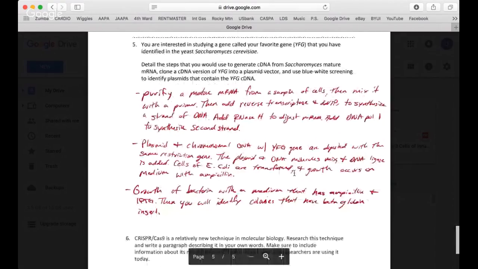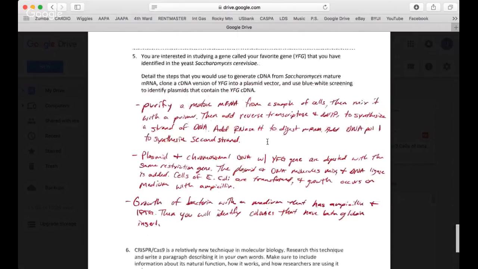And then for number 5, so these are the steps. So basically, I'll just go through real quick. So you'd purify a mature mRNA from a sample of cells, and then you mix it with the primer. Then you'd add reverse transcriptase and the dNTPs to synthesize a strand of DNA. And then you add RNase H to digest the mRNA, and then you add the DNA polymerase 1 to synthesize a second strand.